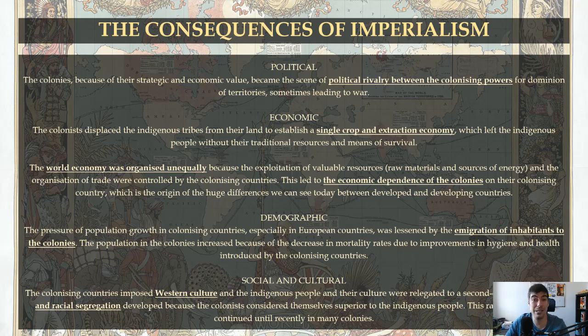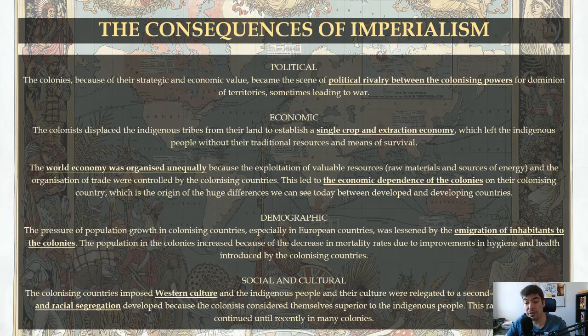Okay, today this is called neocolonialism, and it means that most of the former colonial powers still have a lot of influence in these former colonies.